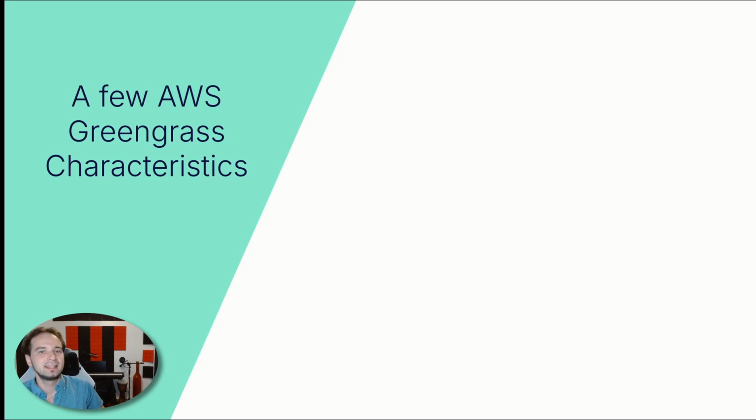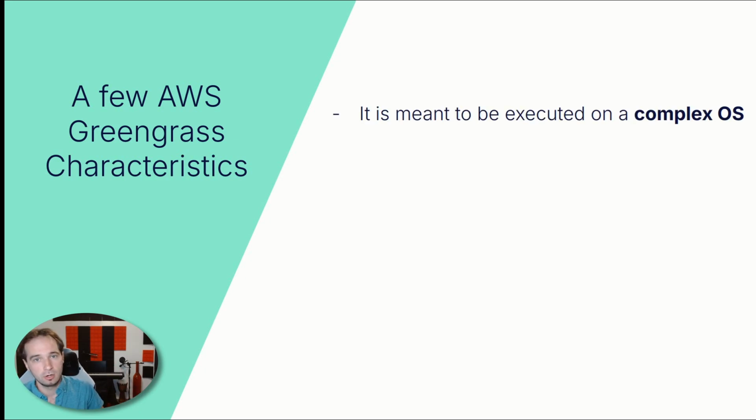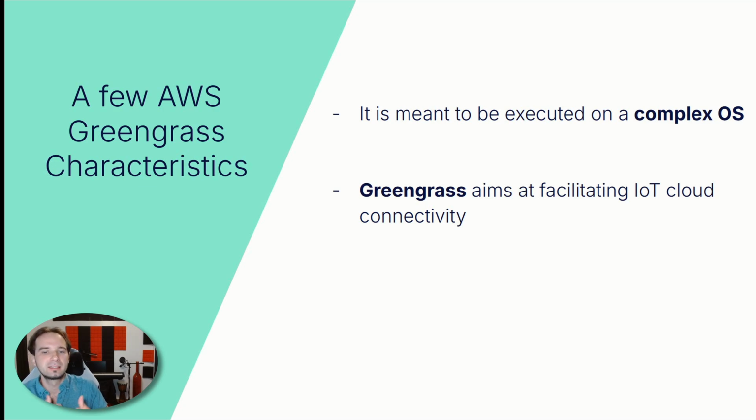First one is that it's meant to be executed on a complex OS, such as Linux or Windows. Of course, you cannot run that on an RTOS or on bare metal devices, as it uses Java runtime in the background and it does a lot of processing, so it's meant to be run on complex OSs. Second point is that Greengrass aims at facilitating IoT connectivity. It provides built-in provisioning, communication, and gateway libraries, so a lot of tools to help connectivity.